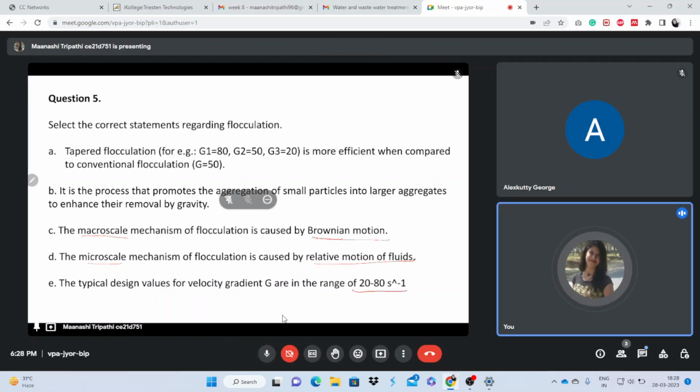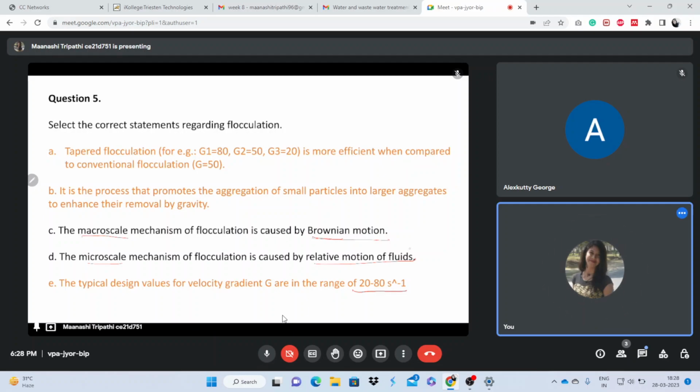We will see the answers now. So A, B and E are correct. In these other cases, if these things are reversed, then they will become correct. Microscale is caused by Brownian motion and macroscale by relative motion of fluid. The rest of the things are correct. We'll move towards the next question.